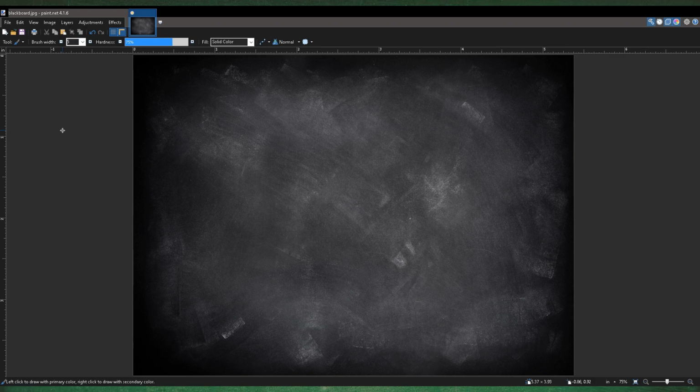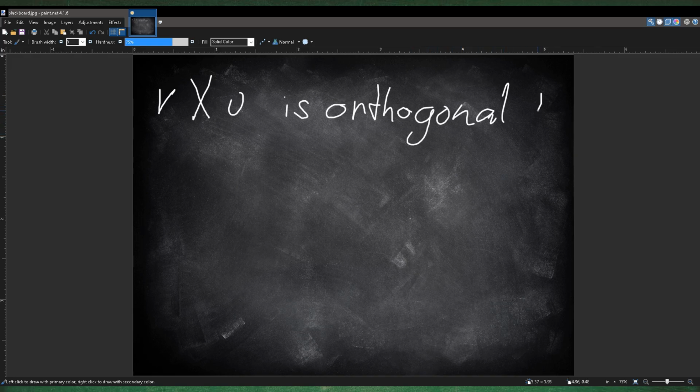Now for the geometric properties of the cross product. They say that the cross product of v and u is orthogonal to vectors v and u. So if you want a vector that is perpendicular to vector v and to vector u, you just find the cross product of them.